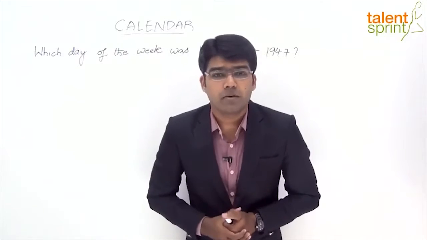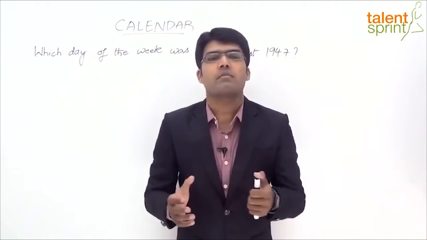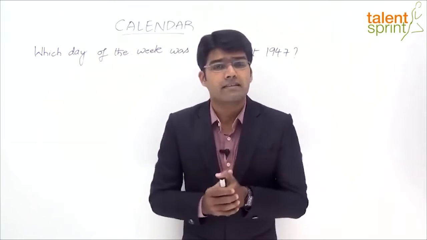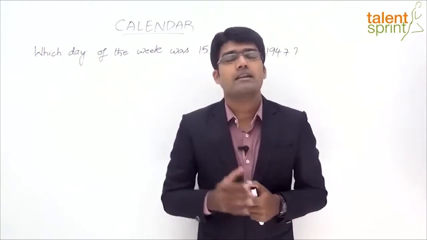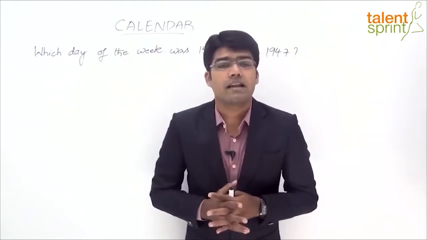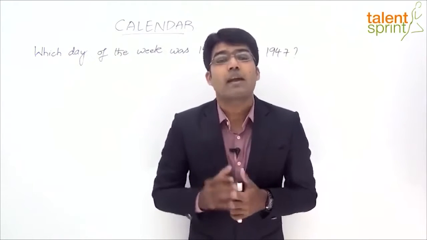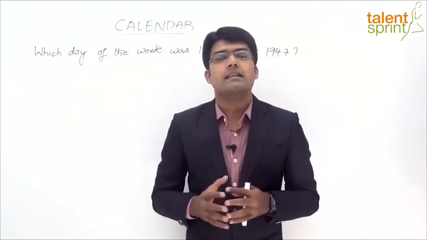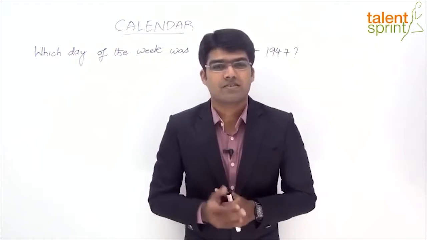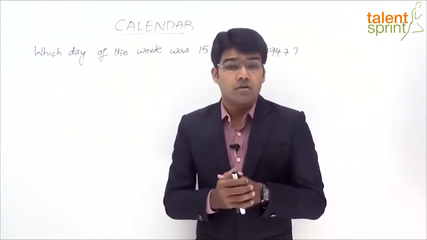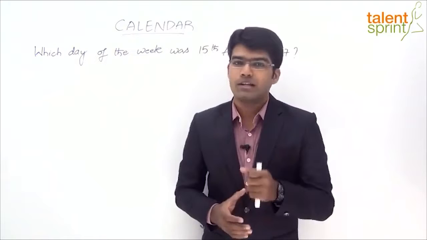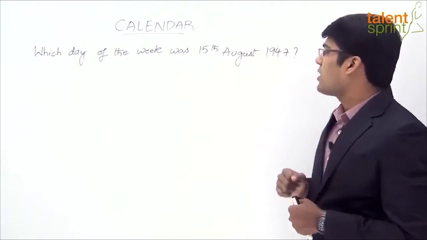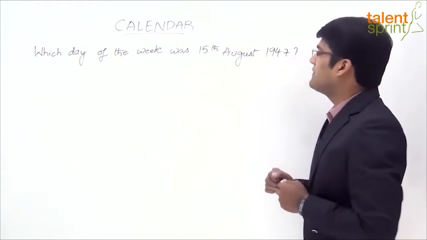Now that we have already calculated the number of odd days for different numbers of centuries, like the number of odd days in 100 years, 200 years, 300 years and 400 years, let us now take a simple example through which we will understand how to find out the day of the week for a given date. And as I've mentioned earlier, it depends on the number of odd days. So let's see how our knowledge of odd days helps us in finding out the day of the week. The given question here is, which day of the week was 15th August 1947?